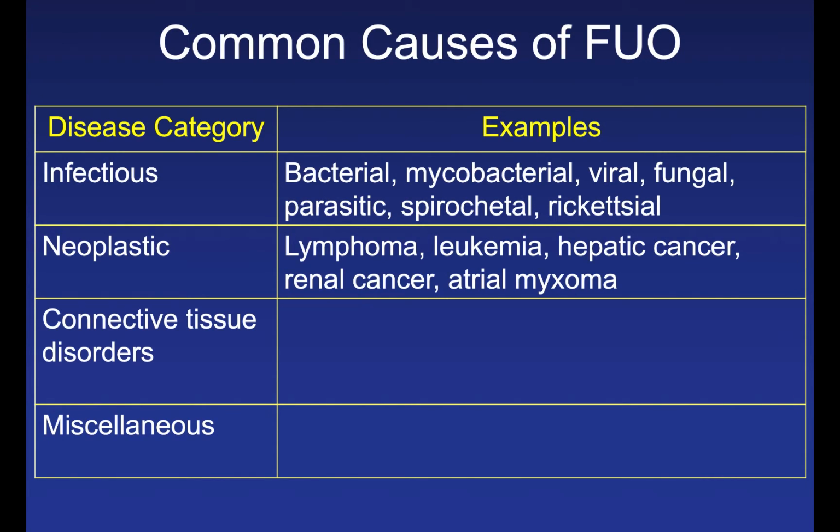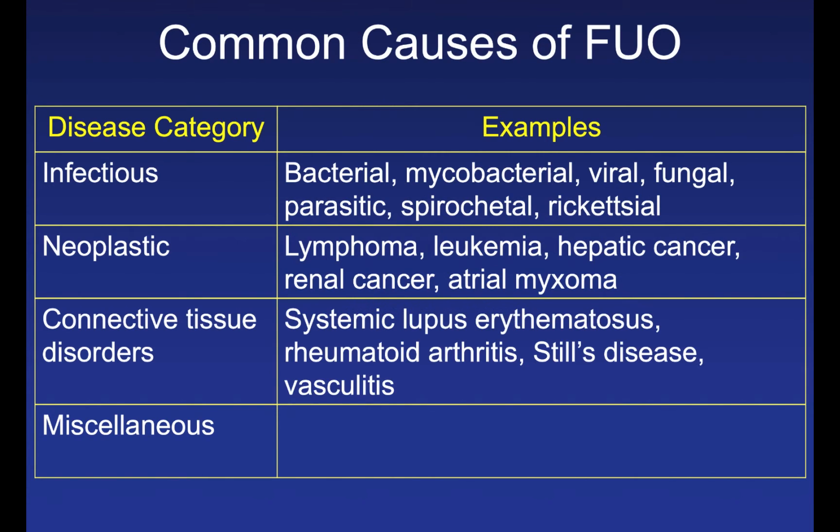So next would be the different types of neoplasms. Lymphoma is probably one of the most classic causes of fever of undetermined origin, and you always need to consider that, especially if patients present with B symptoms and lymphadenopathy or a big liver, a big spleen. Leukemia, hepatic cancer, renal cell carcinoma, and atrial myxoma are also neoplastic causes of FUO.